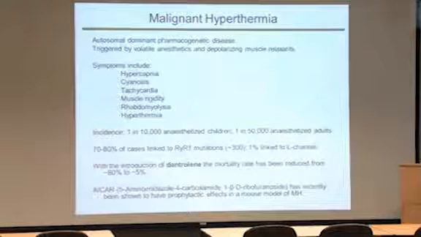So about 70 to 80% of these cases of MH are linked to mutations in the ryanodine receptor. There's a very, very large number of mutations. About 300 of them so far have been identified in the receptor. About 1% of the cases are linked to the L channel. And then there are a few other loci that have been identified, but the proteins that underlie the disease haven't been identified for those loci.